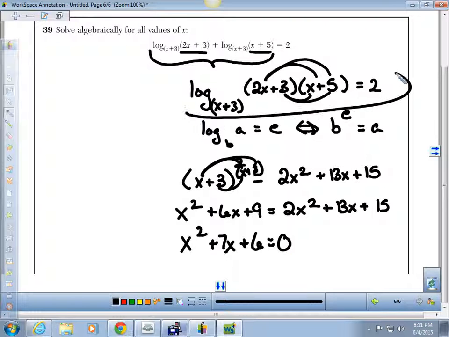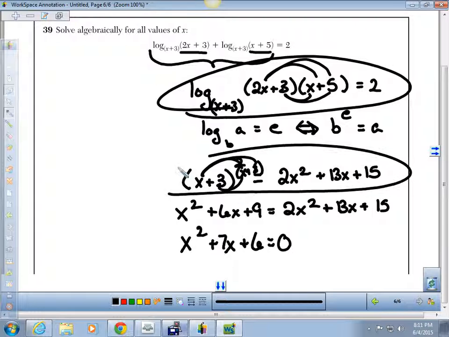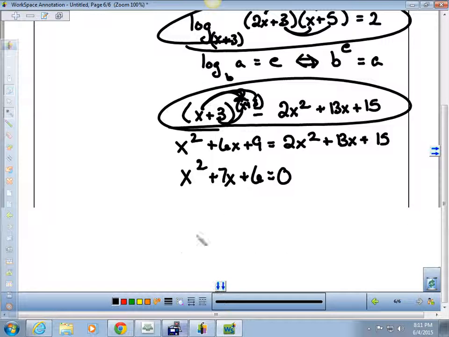Log bacon and eggs became be happy. The 2 was right there as the exponent. We squared it and multiplied it by itself. That's what happened to the 2, okay? Signs are going to be what when I factor this? Both positive. There's 2 factors that will give me 6: 1 and 6, 2 and 3. 6 and 1 add to the 7.